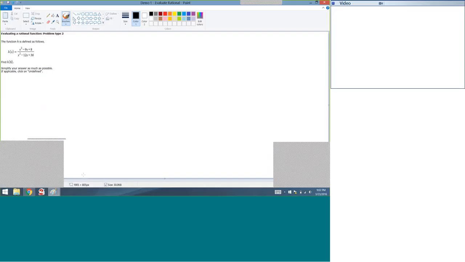So I'm going to go ahead and replace all the x's with the 6. And essentially we're just going to end up reducing everything, just multiplying it out and adding, simplifying it down.